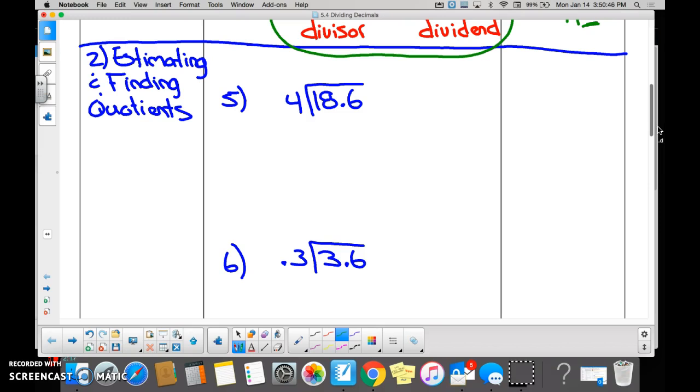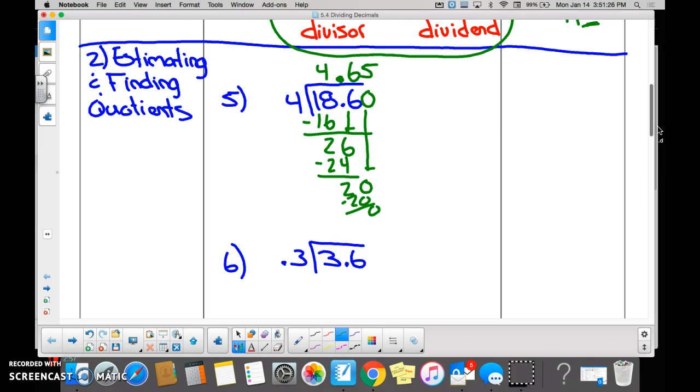What we're going to do then is solve this problem. First thing we're going to do is put our decimal point up here so we don't forget about it. 4 does not go into ones, so we see how many times 4 goes into 18, which is 4 times. 4 times 4 is 16. 18 minus 16 is 2. We're going to bring down the 6. 4 goes into 26 6 times. We already have our decimal point in the correct spot. 24, 2. We're going to add the 0 and bring it down. 4 goes into 20 5 times. 4 times 5 is 20, leaves us with nothing left. So your answer is 4.65.